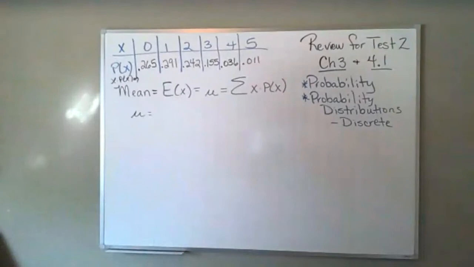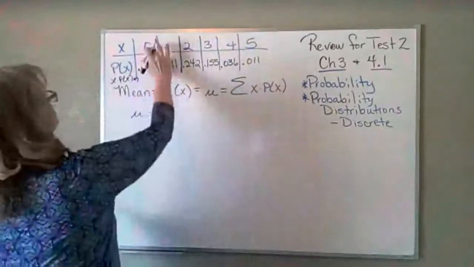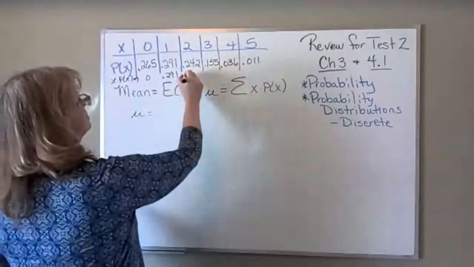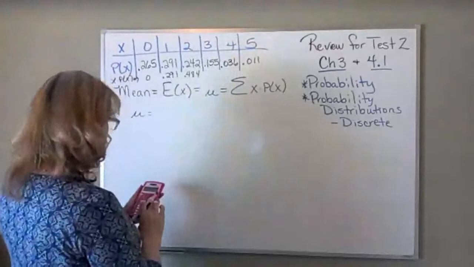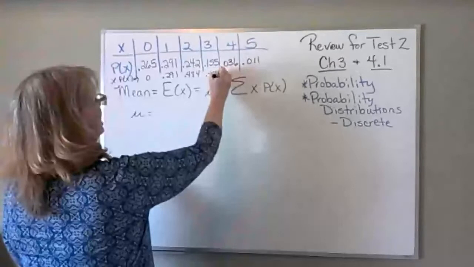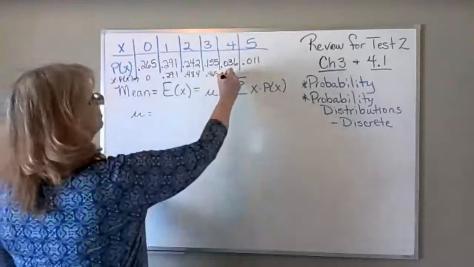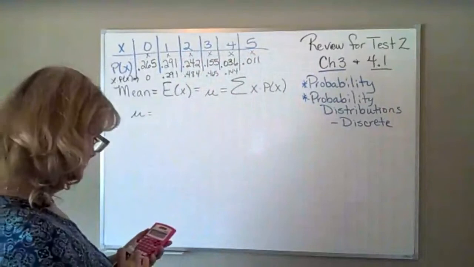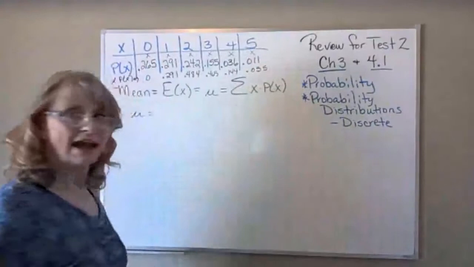I'm going to take each one of the x's and multiply it. So 0 times this is going to be 0 for this column. For this column, 1 times this will just be 0.291. For this column, 2 times this will be 0.484. 3 times 0.155 is 0.465. 4 times 0.036 is 0.144. So what I'm doing, guys, is I'm multiplying down. And then 5 times 0.011 is 0.055.